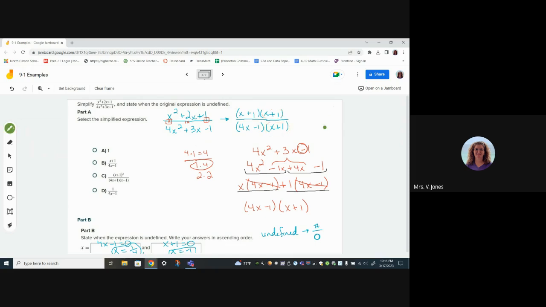So in this case, we can actually cancel out an x plus 1 on top and an x plus 1 on bottom. I could have canceled out this one instead. It doesn't matter. When you're finished, you have an x plus 1 on top and a 4x minus 1 on the bottom, so this would be your answer.